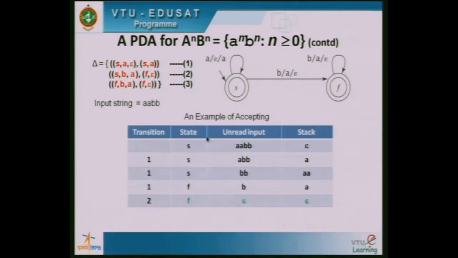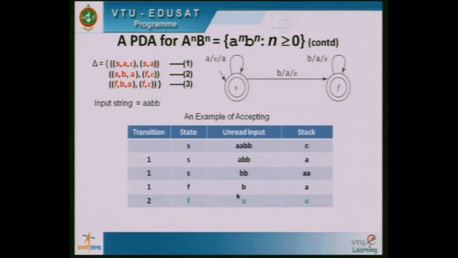So if you see here, the input string is AABB. S, A, epsilon: A is pushed into the stack by rule 1. Next S, A, irrespective of the stack content, if you have A, push A into the stack. Now S, B, A: first B and the topmost element is A, then change the state from S to F, B is consumed, and pop A from the stack.